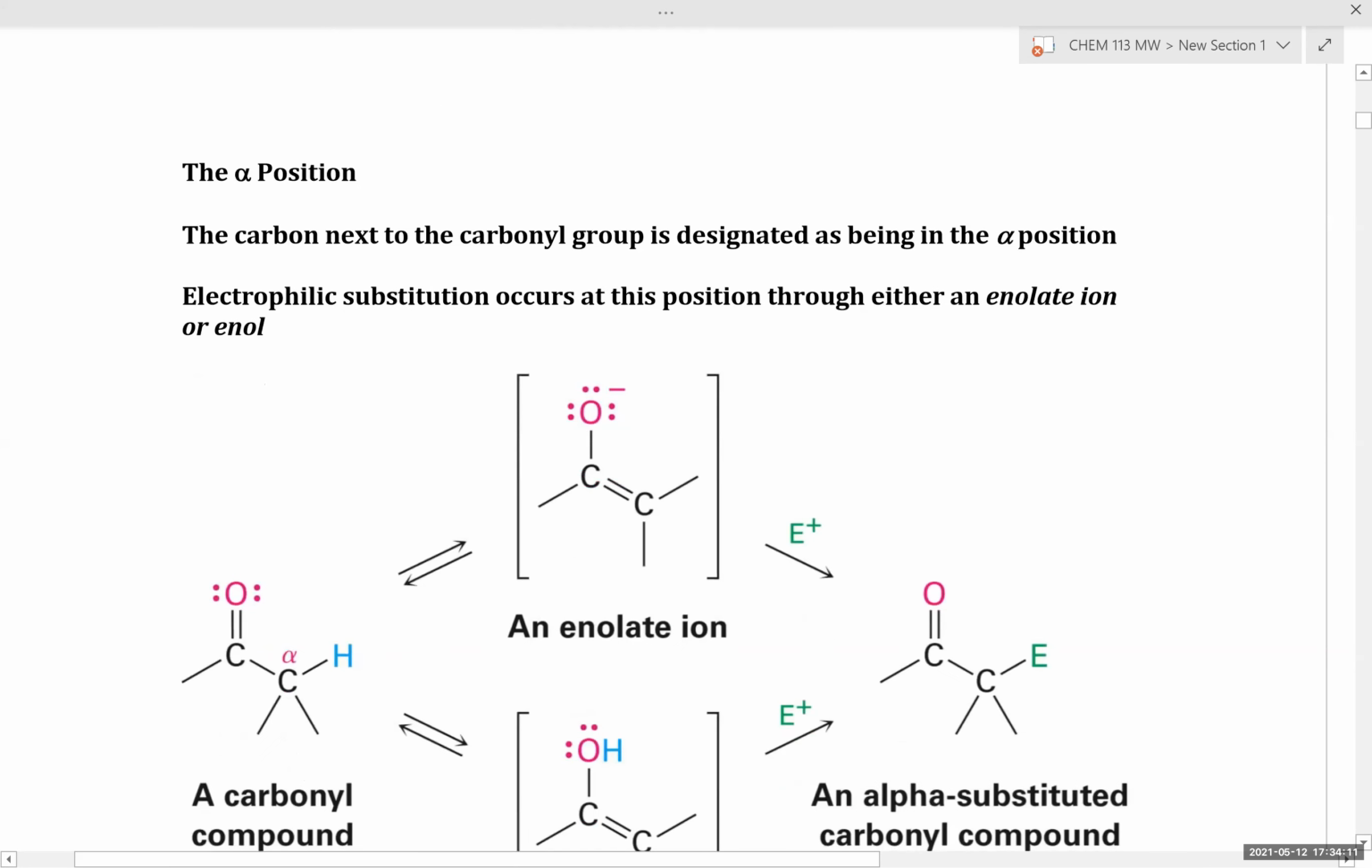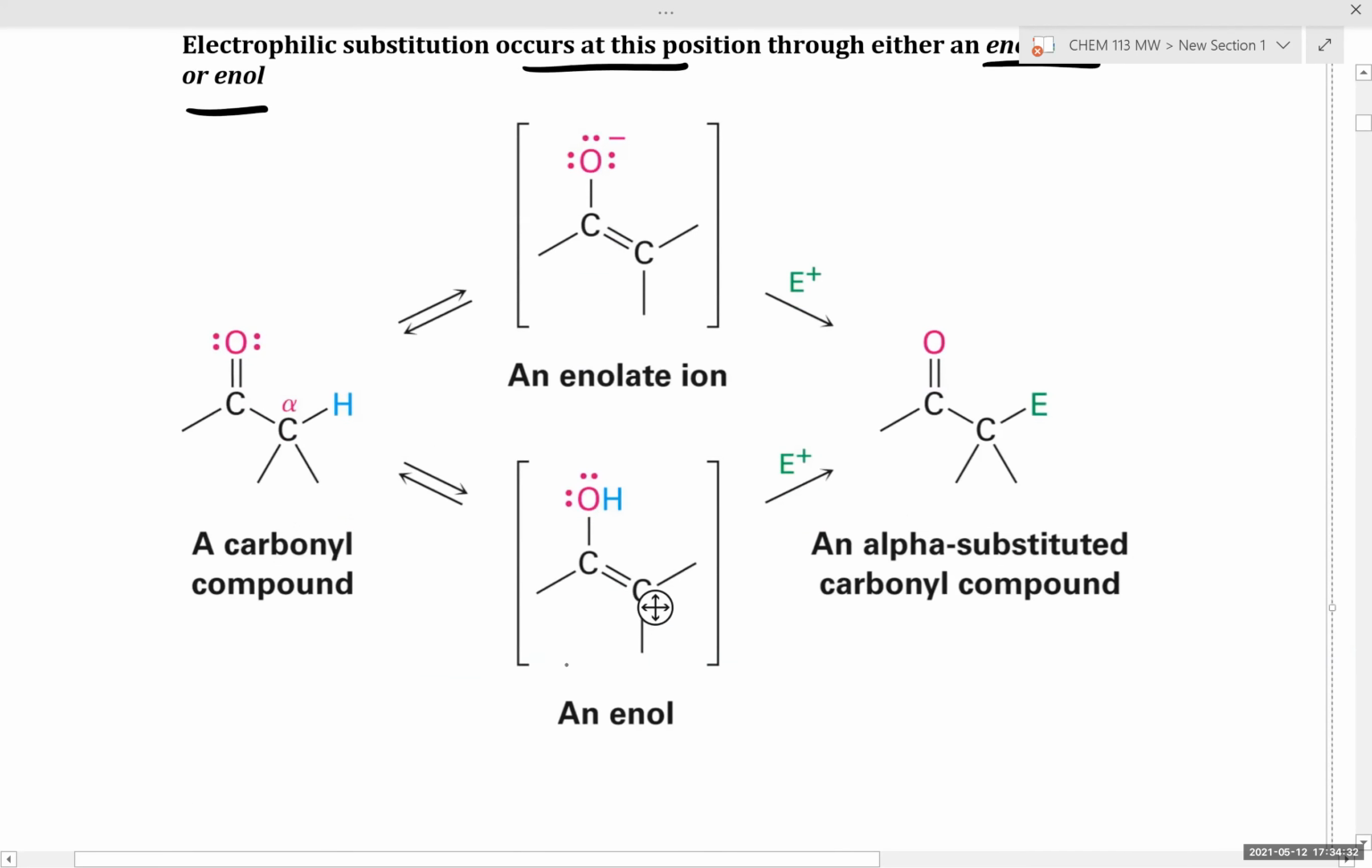And let's talk about the alpha position. So the carbon next to the carbonyl group is designated as the alpha position. Electrophilic substitution can occur at this position through either an enolate ion or an enol. So the enolate is the anionic species, while the enol is a neutral tautomer. Both enolates and enols can react with electrophiles to generate substituted products at the alpha position. The main thing I want you to take away from this is that the alpha position of carbonyls is reactive.